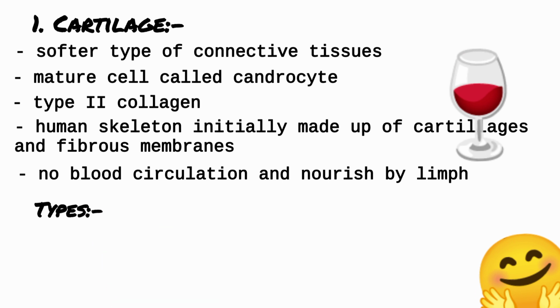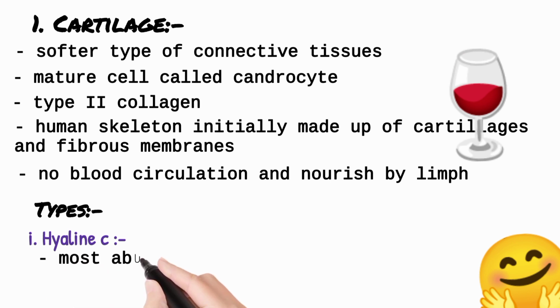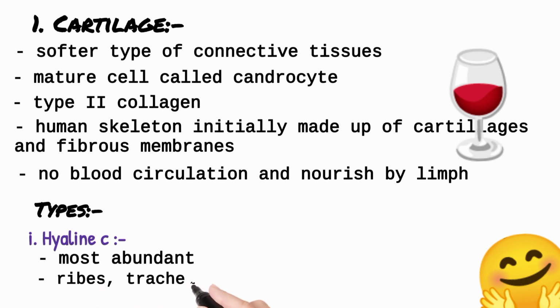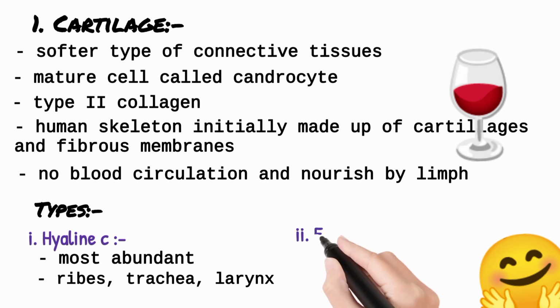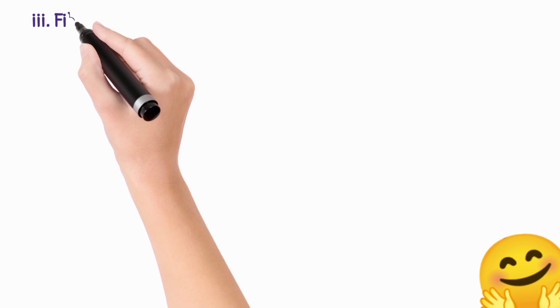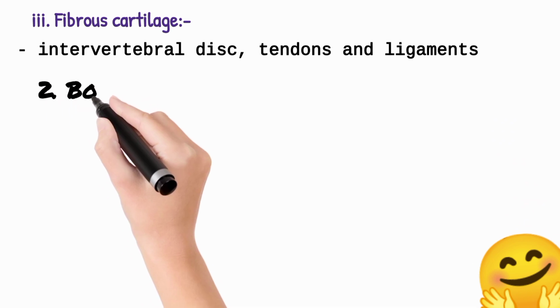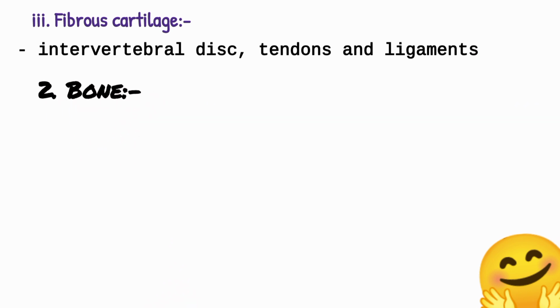Types of cartilage. Hyaline cartilage. It is most abundant. It is found in ribs, trachea, and larynx. Elastic cartilage. It is found in the ear and epiglottis, etc. Fibrous cartilage. It is found in intervertebral discs, tendons, and ligaments.